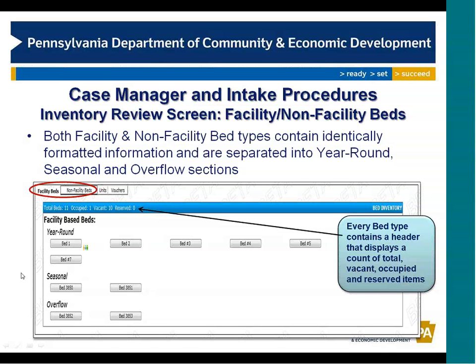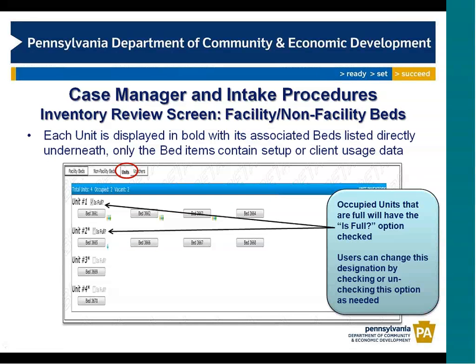One note is that with seasonal and overflow, we followed the HUD data standards pretty tightly: seasonal and overflow beds can only be entered and configured for emergency shelter programs. So unless you're in an emergency shelter program, you won't have to worry about those. Although you can do a quick scan of what's available and what's occupied, at the top of every screen we also provide a little summary table that shows the total number of beds, total occupied, vacant, as well as reserved. That's a nice quick snapshot of information when looking at the review screen.